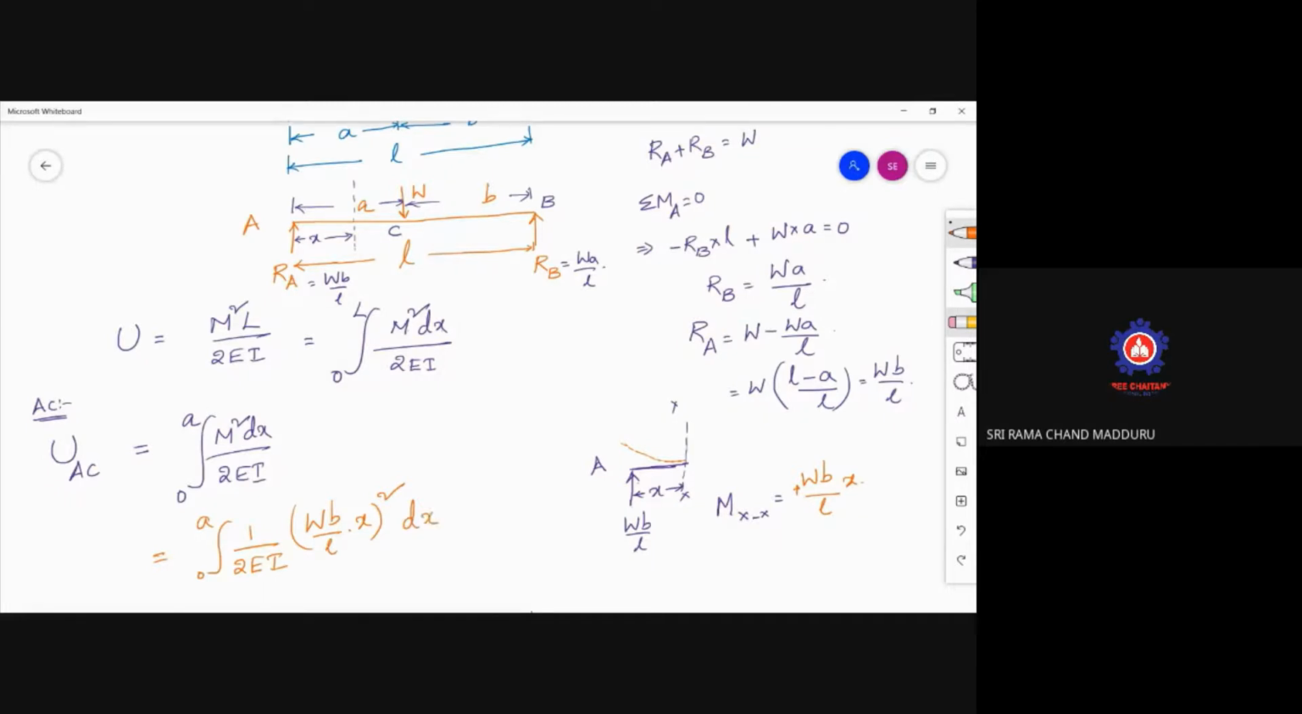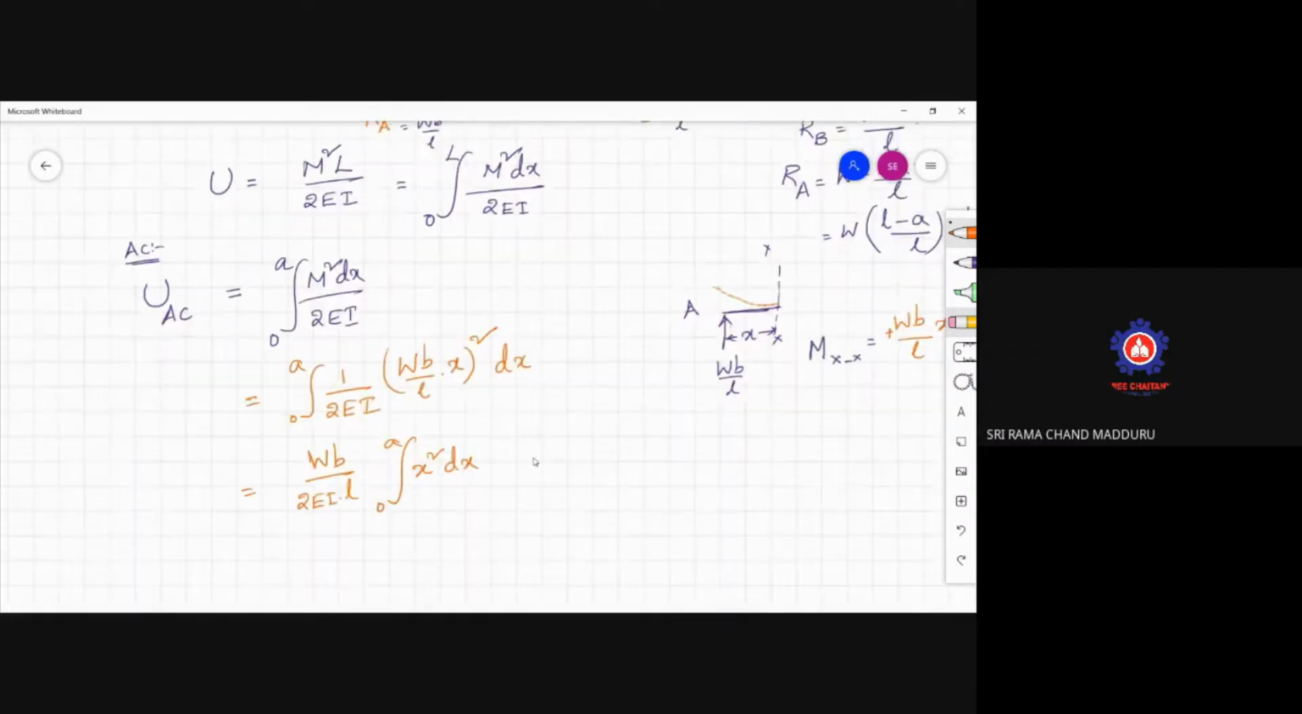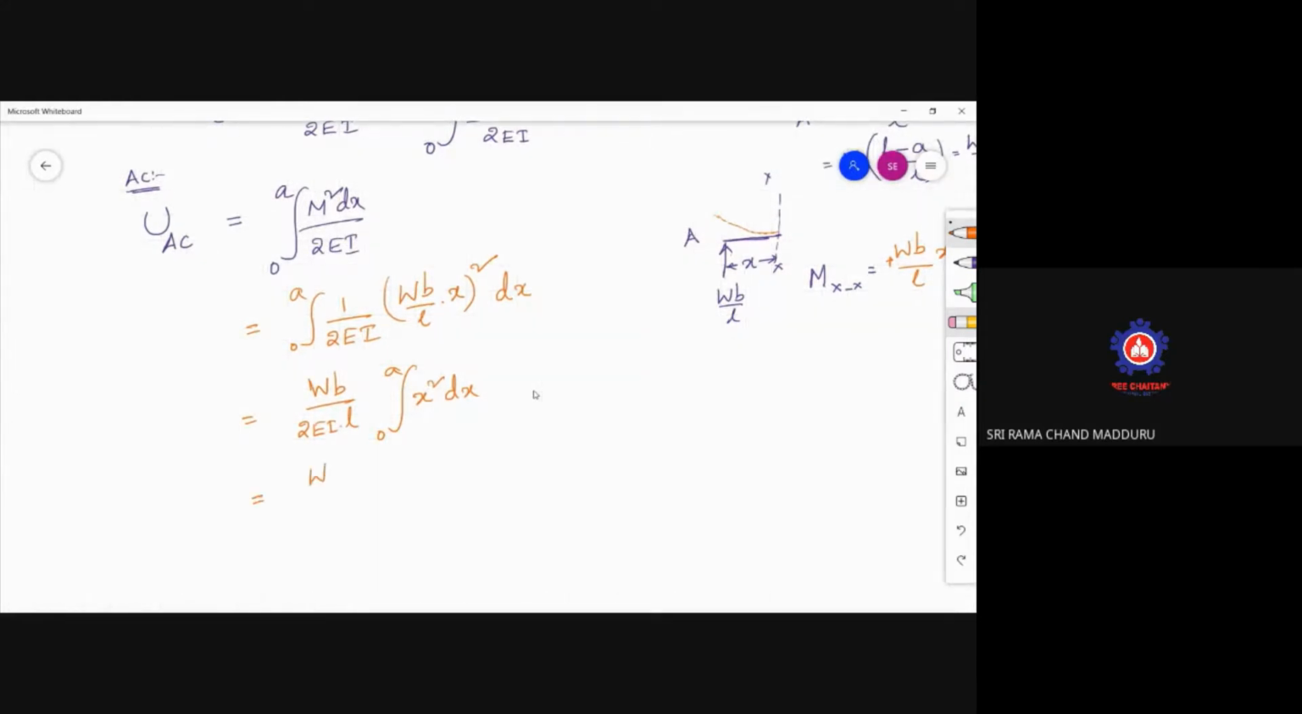In this, EI is constant, W B by L is also constant. The only variable is x square into dx from 0 to A. And this is W B by 2EI into L. Now, can anyone tell me the integration of x square? It is x cube by 3, and the limits are 0 to A. This will be W A cube B by 3 into 2, that is 6 EI.